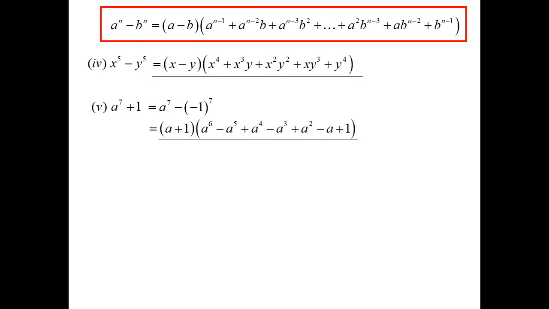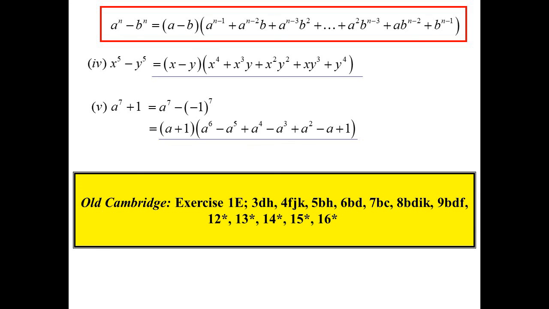So I'll get a plus, I'll start with the plus. Powers of a go down by 1, powers of b go up by 1, and we alternate plus, minus, plus, minus, until we get to the end. So from the old Cambridge, we'll try those.